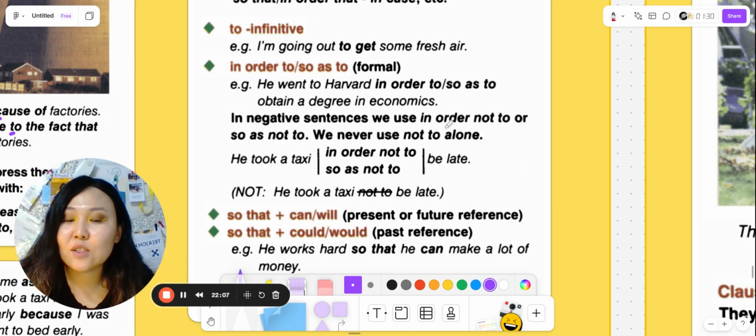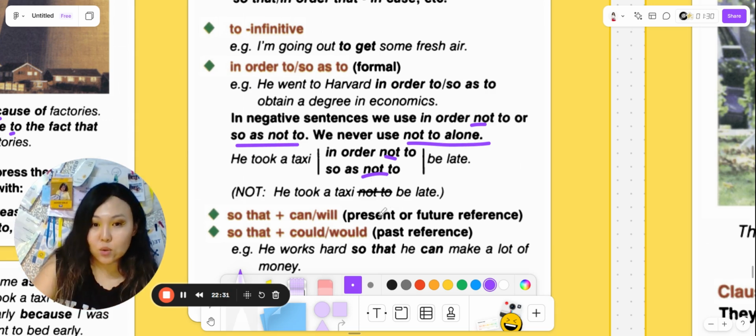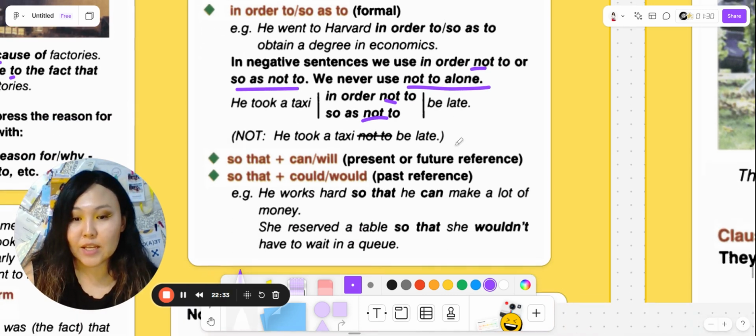In negative sentences, we use in order not to. Yeah, in order not to, as in the infinitive, or so as not to. We never use not to alone. He took a taxi in order not to be late. He took a taxi so as not to be late. But he took a taxi not to be late. No, not like this. Yeah, in order not to, so as not to be late.